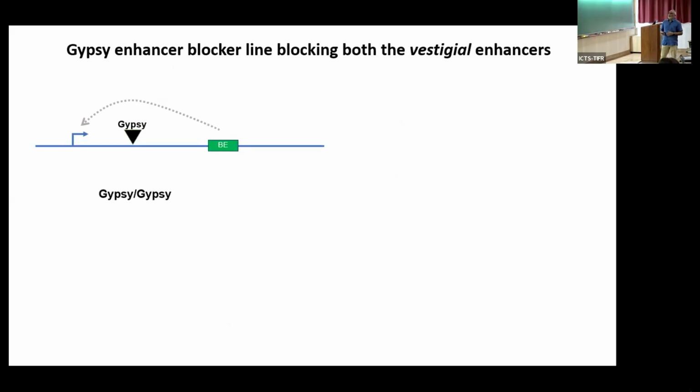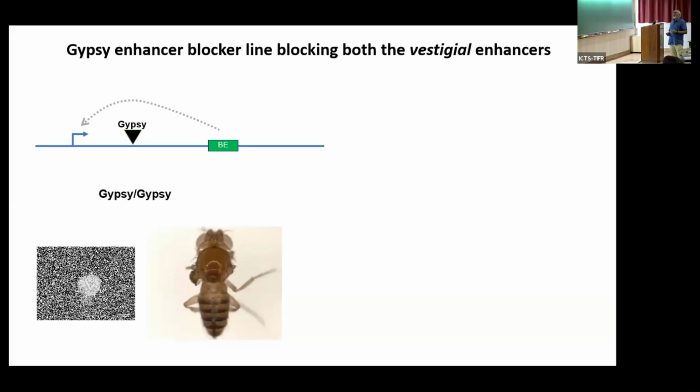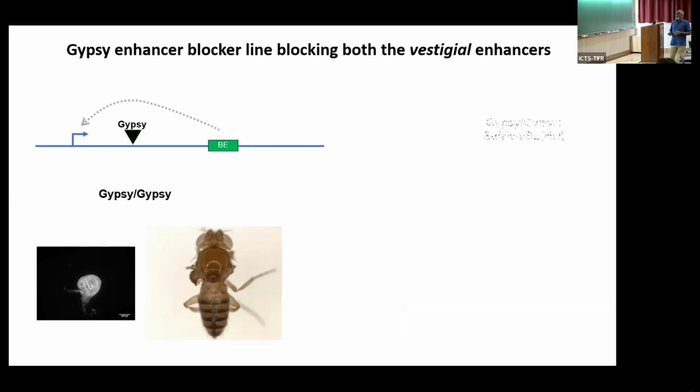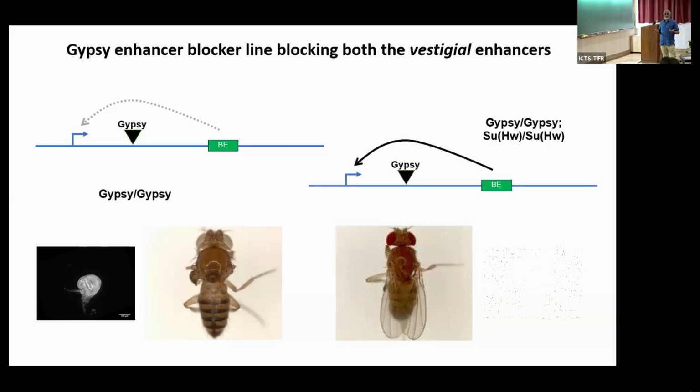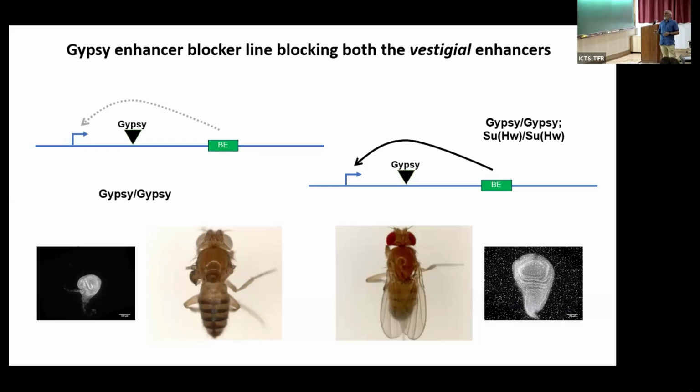So if you bring in gypsy, you have not deleted the enhancer, but the enhancer cannot reach here, so there is no wing. Gypsy is known to bind suppressor of hairy wing, so we bring in a suppressor of hairy wing mutation, homozygous, viable, and wings are normal. So it is the same thing, but now suppressor of hairy wing is missing.